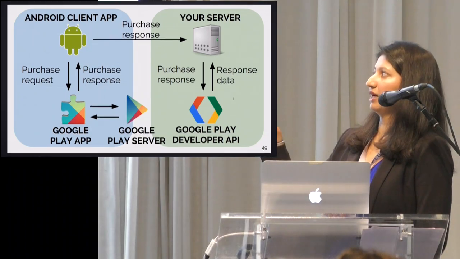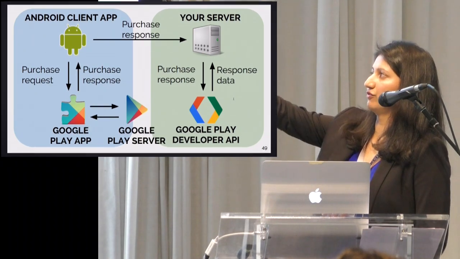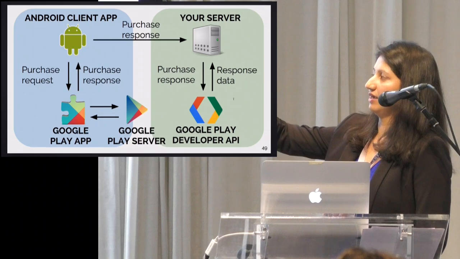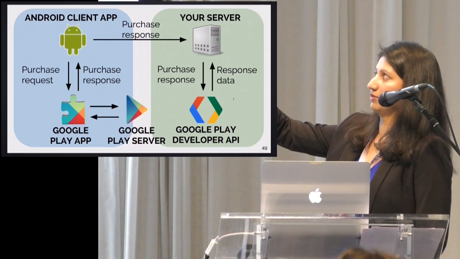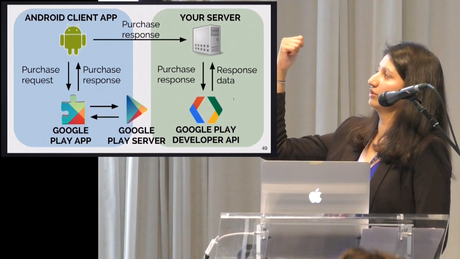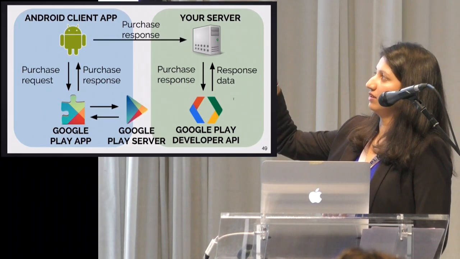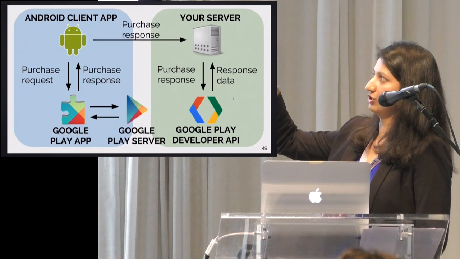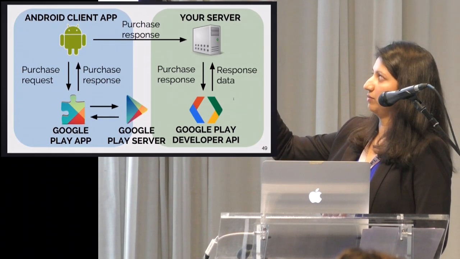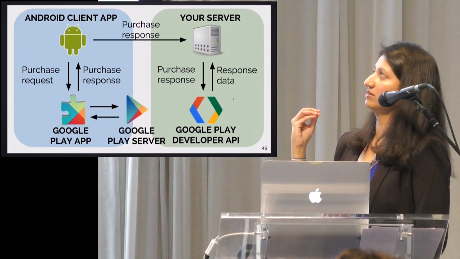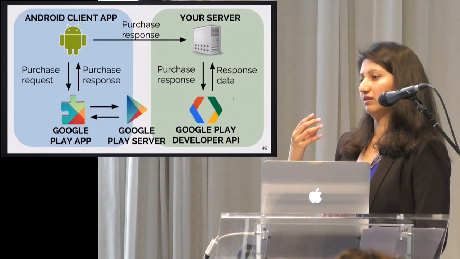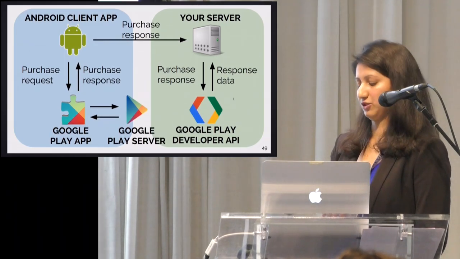So heading back to our diagram again, we finished the first part on the left-hand side. So once you get your purchase response, which is your JSON, just send it over to your server so it's stored somewhere. And you can use some of the values in your JSON, pass it to the Google Play Developer API, and it's going to return some response back, like the end date of a subscription and so on.